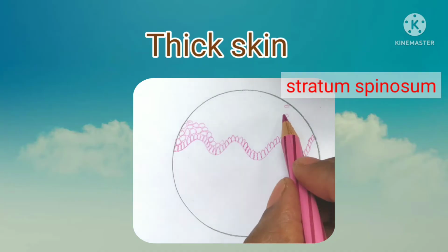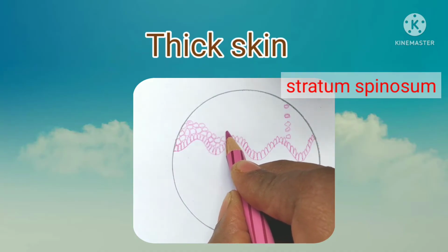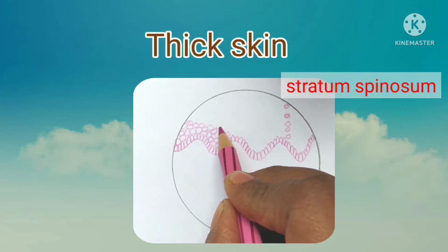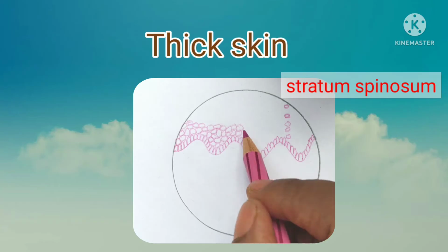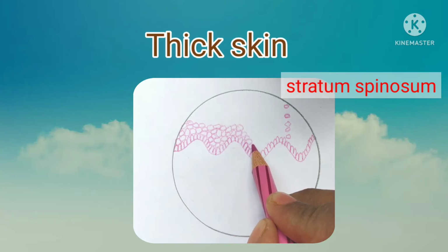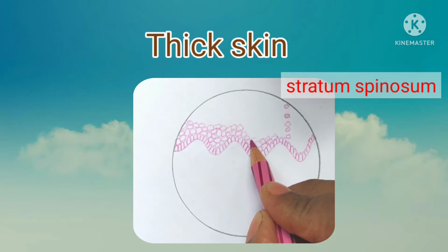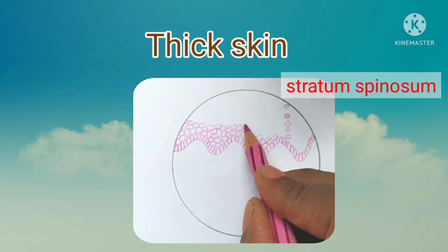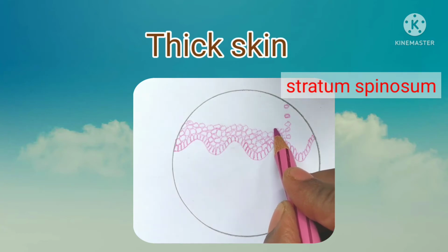The second layer is stratum spinosum. Here the cells are polygonal and are connected to one another by desmosomes, that's a cell junction. When we prepare the slide, the cells will shrink, but the connections between the cells will appear as spikes. That's why they are called spinosum or also called prickle cells. So make sure you don't leave any gap between these polygonal cells.